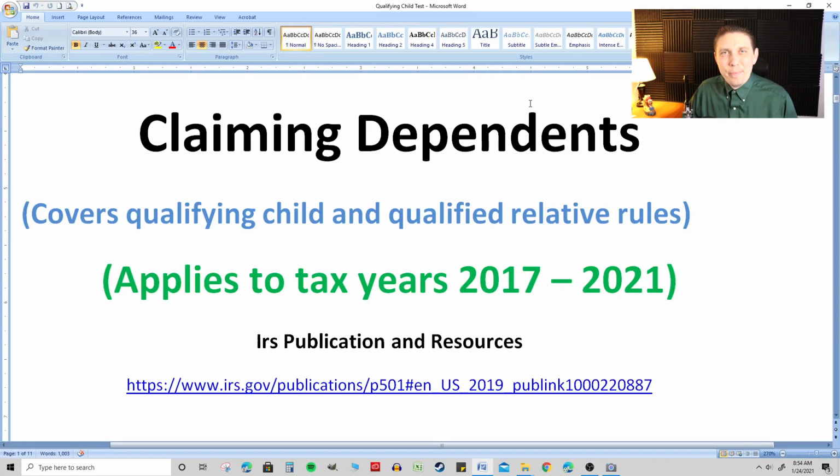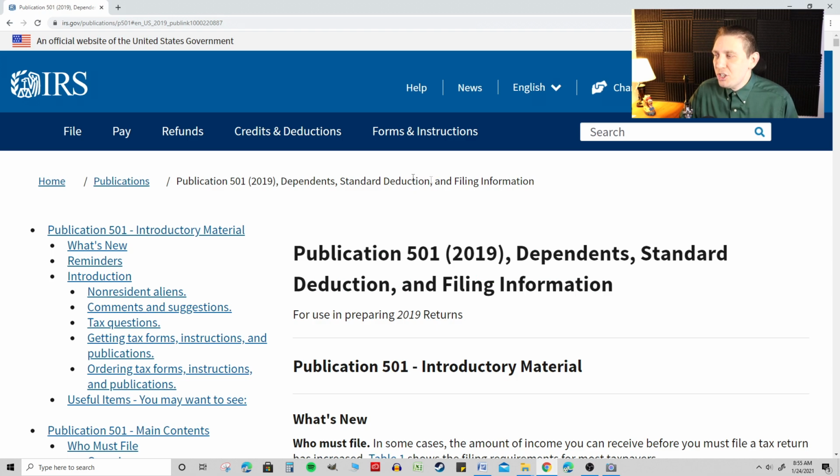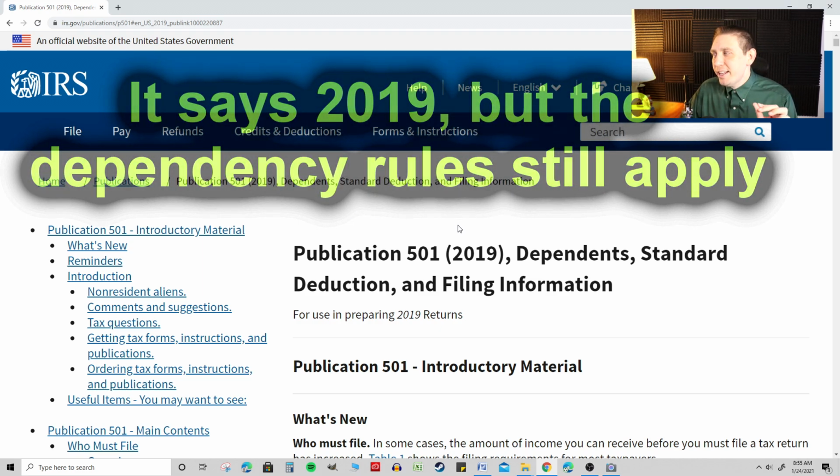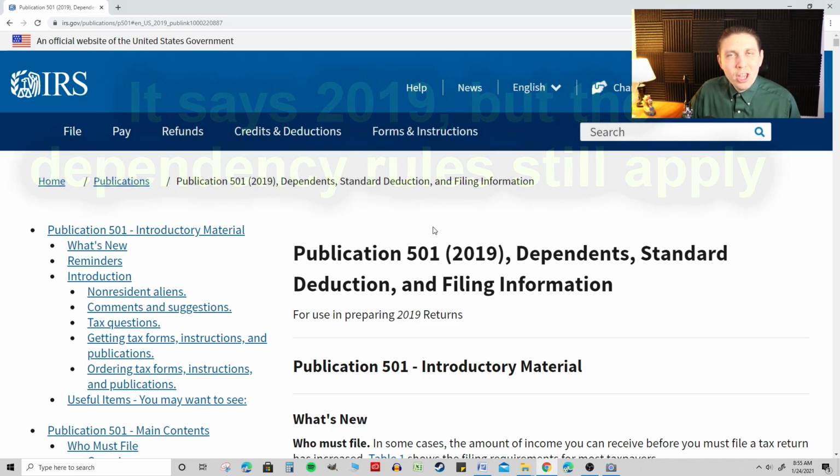Okay, here we go. Claiming dependents. The rules that we're going to cover today apply to tax years 2017 all the way through 2021. I have no idea what Biden's going to do with our tax code come 2022. We're going to leave it at that and move on. If the rules change or stay the same, we'll probably find out towards the end of this year at the earliest. In the handout, I've placed this link right here. If you click it, it's going to take you to the actual publication on the IRS website. This has hundreds of pages worth of information on dependents, the standard deduction, and so on. You can find additional information here if I don't cover it in this video.